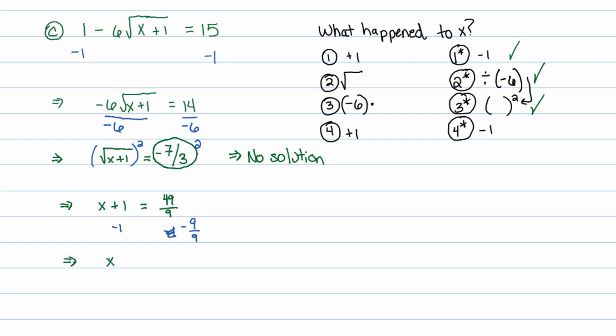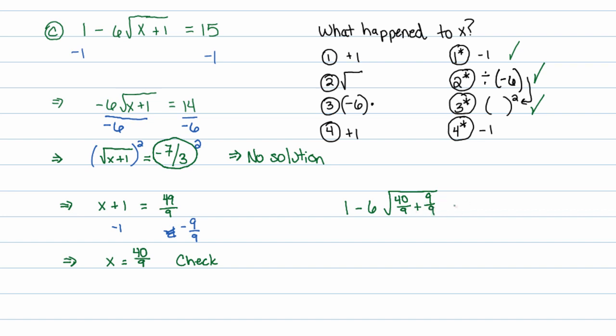So this gives me that x is equal to 49/9 minus 9 of those ninths, which will leave me with 40 of those ninths. But remember, always check your work because you squared both sides. So if you try to check this work, it will not actually work out, because what happens is you get 1 minus 6 times the square root of 40 over 9 plus 1, which is the same thing as 9 over 9.